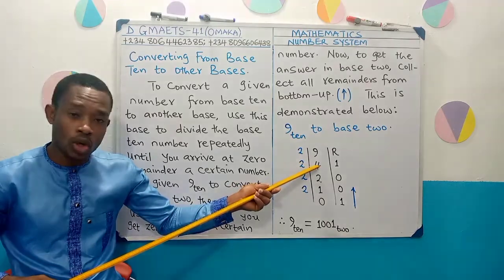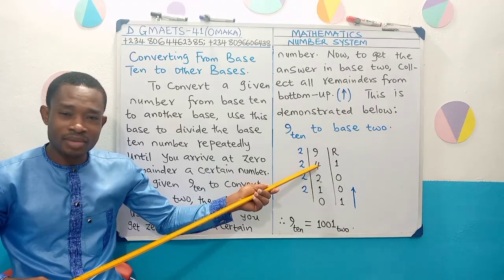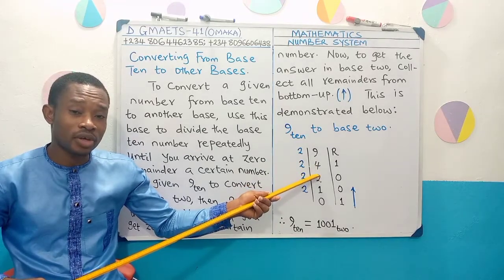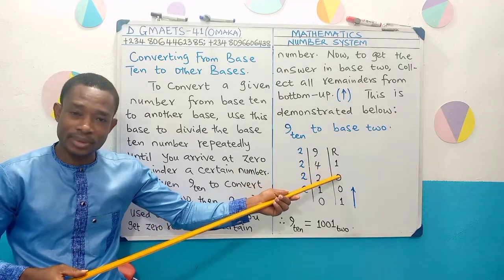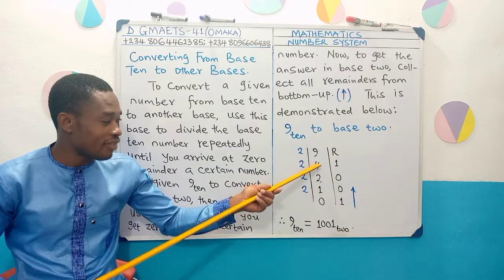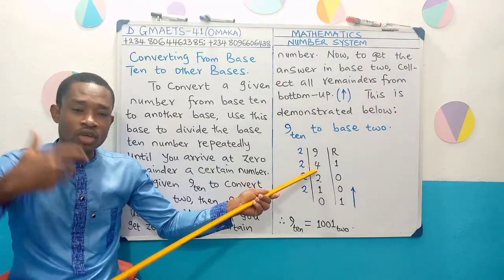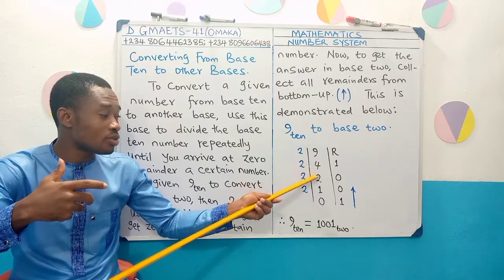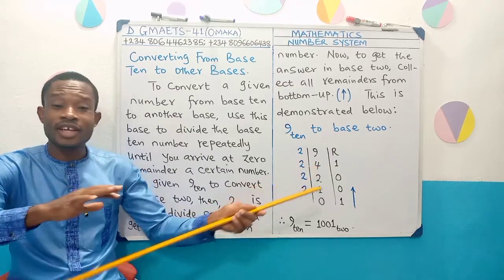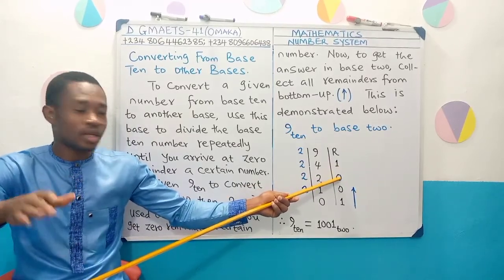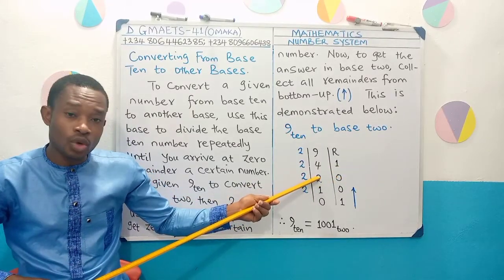Use 2 again to divide this 4. How many times can 2 go into 4? It will go 2 times. You record the 2 here. The remainder will be 0. The reason is because 2 can divide 4 completely and there will be no remainder. If you go to the 2 times table, you would see that 2 times 2 will give you 4. So it can divide it completely. The remainder will be 0, meaning there is no remainder. Alright, we've gotten this 2, so we move on again.